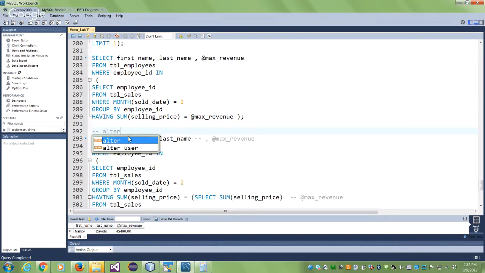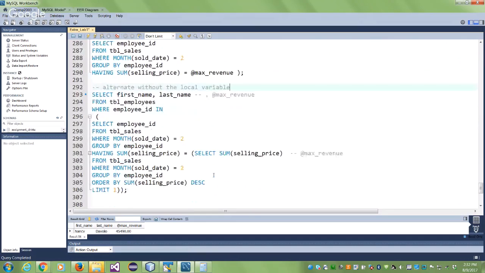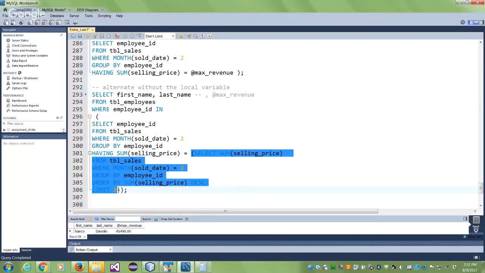Alternate without the local variable. If I don't use the local variable, I have to take the whole query and stick it where I need it. I removed the maximum revenue and stuck it right here as a subquery. I just put it here, see? I put it here, nowhere else.